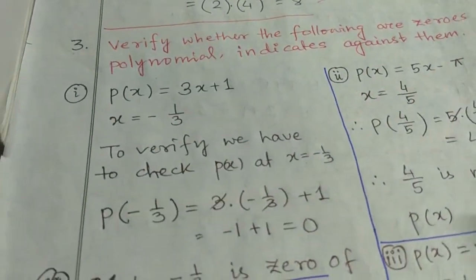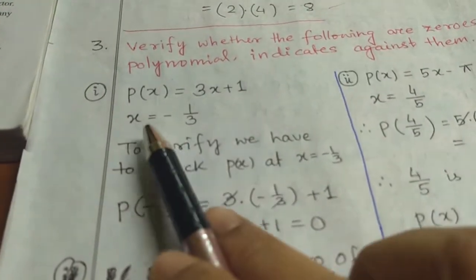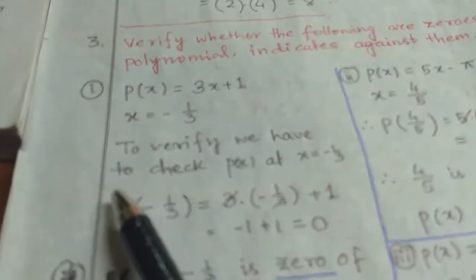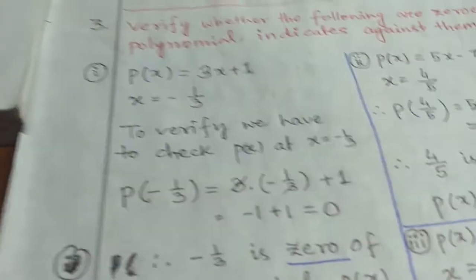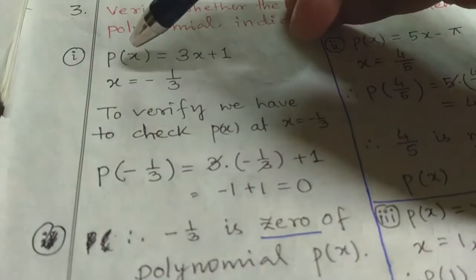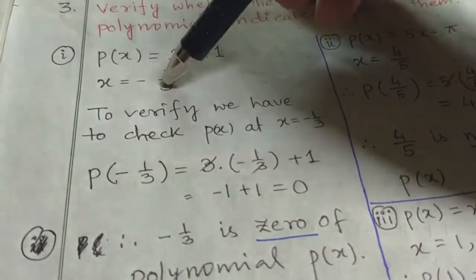If it is equal to 0, actually this is the definition of the zero of a polynomial. We all discussed, right? When we put the x value in the polynomial, if it is equal to 0, then that value of x is a zero of the polynomial. That's what we do. p(x) equal to 3x plus 1 and given x equal to minus 1 by 3.